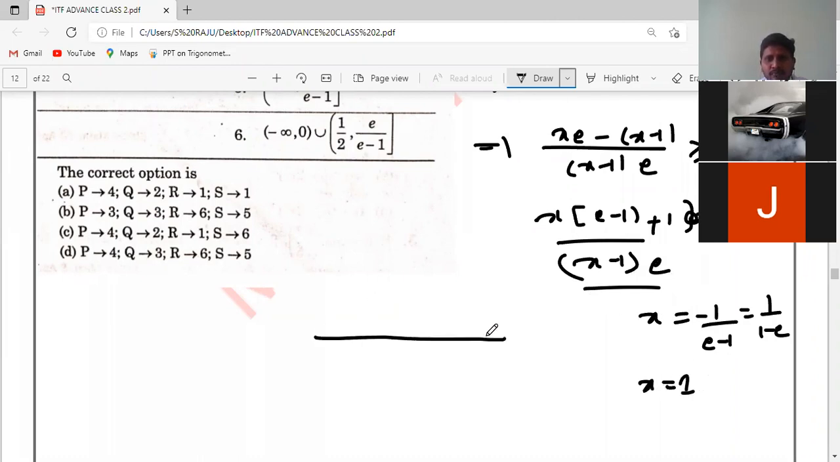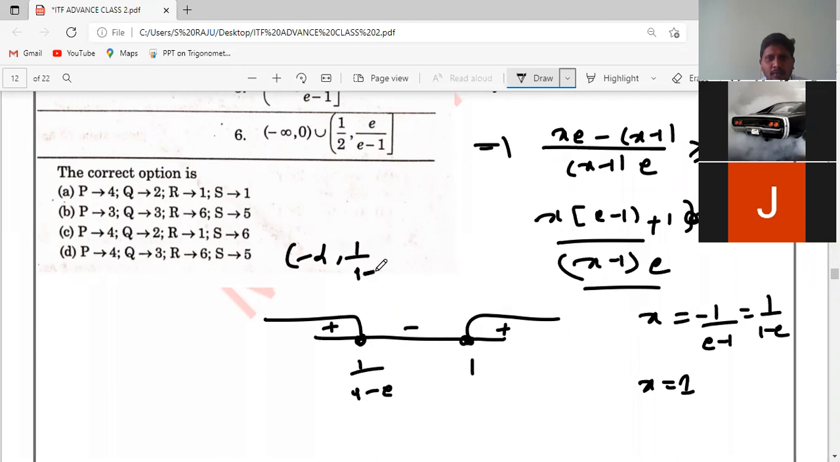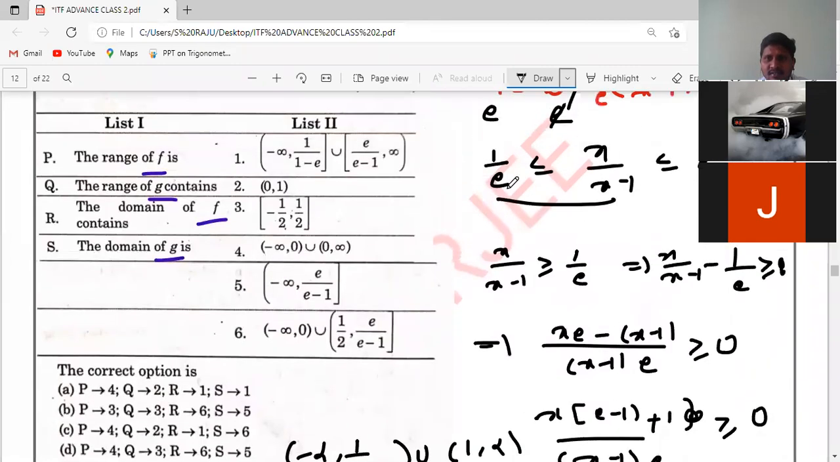So same here, all of you tell me, is 1/(1 - e) the highest value or is 1 the highest value? We got two x values. It is clearly a negative value. Am I right? So 1/(1 - e) is here, and 1 is here. The x value must be plus, minus, plus. So here it can be written as minus infinity to 1/(1 - e) union 1 to infinity.